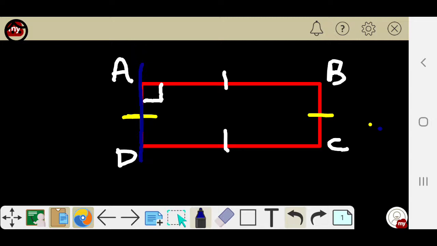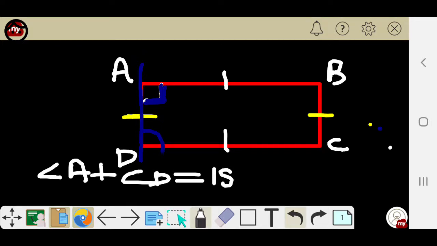We already studied some properties of parallel lines and transversal in the chapter lines and angles. Here AB and DC are parallel lines and AD is a transversal. So here you can see two angles, angle A and angle D. What type of angles are they? They are co-interior angles, and we know that co-interior angles are supplementary. So angle A plus angle D equal to 180 degree. Supplementary means total sum is 180 degree.